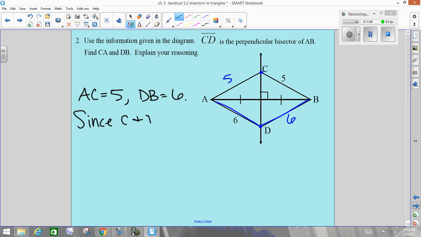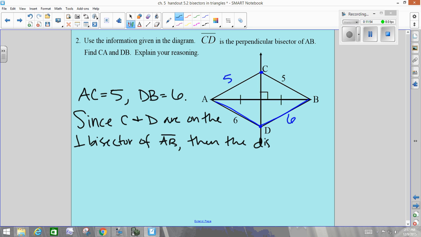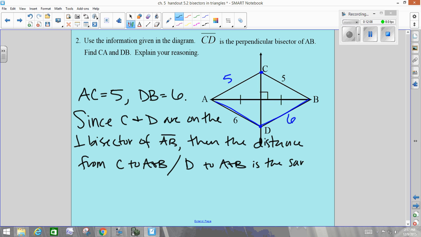Since C and D are on the perpendicular bisector of AB, then the distance from C to A and B, slash D to A and B, is the same. So I said since C and D are on the perpendicular bisector of AB, then the distance from C to A and B, slash from D to A and B, has to be the same.